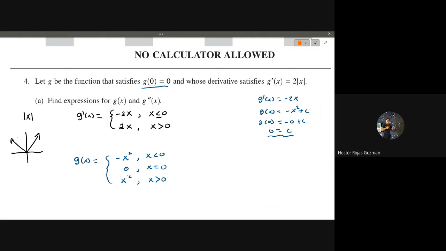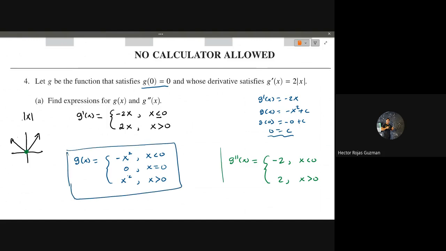Now, your second derivative, well, we're going to go back to g prime, and we're just going to go ahead and derive it. So that's going to be negative 2 for x is less than 0, and positive 2 for x is greater than 0. None of them are going to have the little equal sign at the bottom, because g prime is a corner. You can't derive corners. The derivative doesn't exist. So there it is. There's your g of x, and there's your g double prime of x.